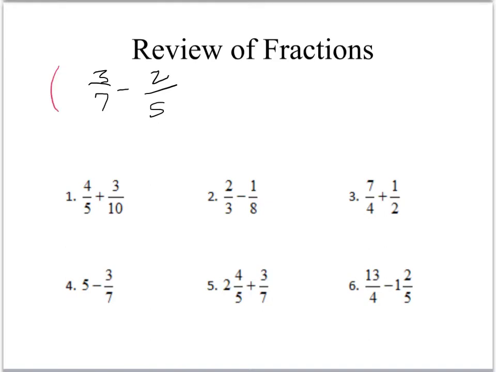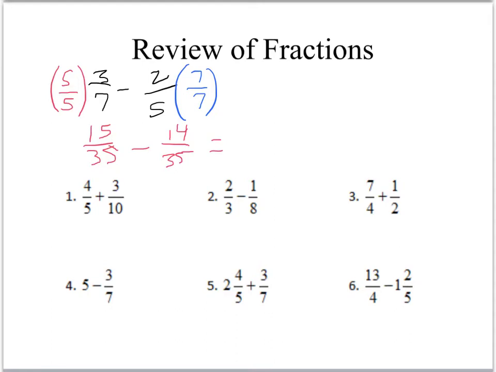So we're going to have to take the fraction on the left and multiply by 5 over 5, which is the equivalent of 1. And the fraction on the right, we're going to multiply by 7 over 7. So what that's going to do for us, 5 times 3 is 15, so we have 15/35, minus 2 times 7 is 14, in the numerator 14/35. And then remember, when we add or subtract, we don't do anything to the denominator. Leave the denominator alone, and we just add or subtract the numerator. So 15 minus 14 is 1, and so we have an answer there of 1/35.